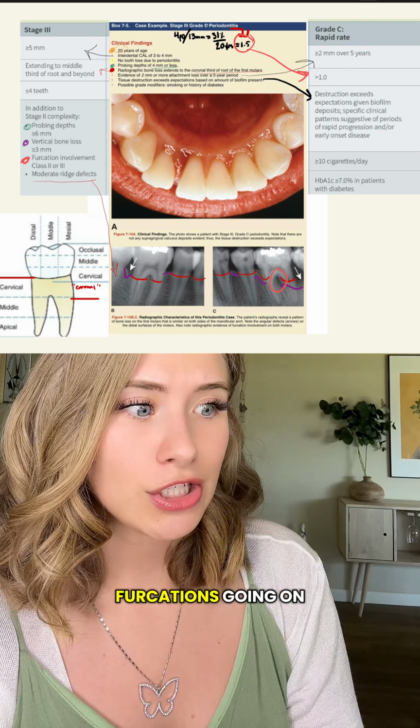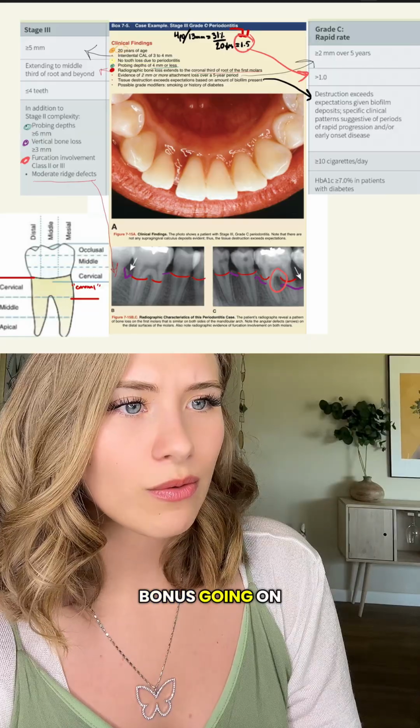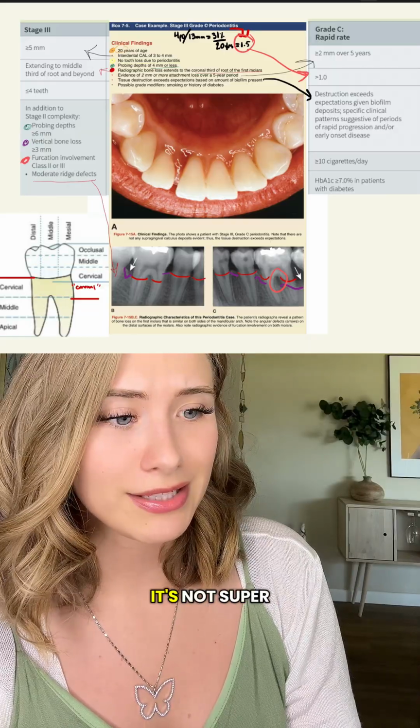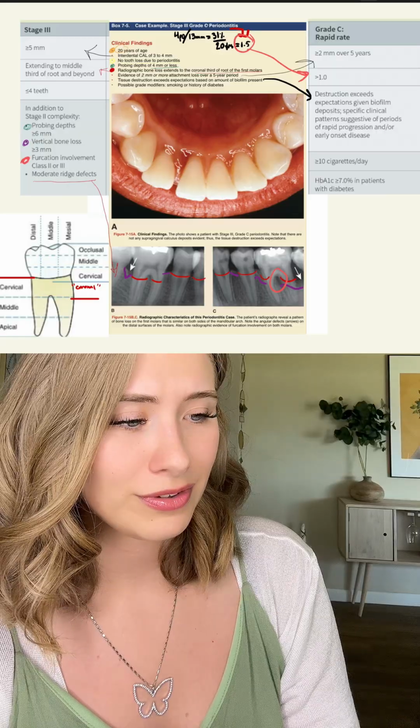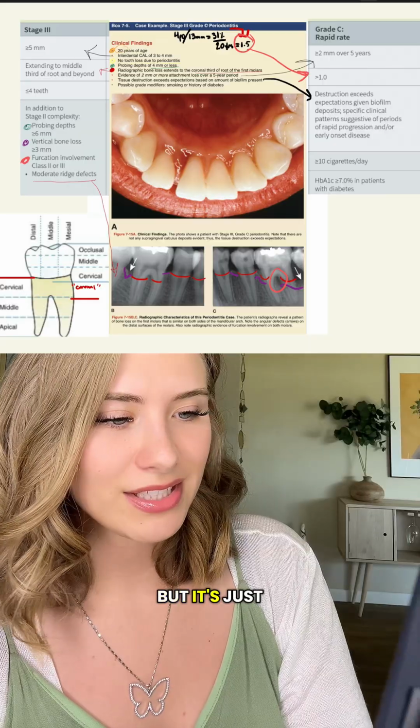They have some furcations going on. I don't know if you can see in those x-rays, I circled them. But yeah, they have vertical bone loss going on. I don't know if you can see it on the x-rays. It's not super horizontal. It's maybe localized, but it's just not good.